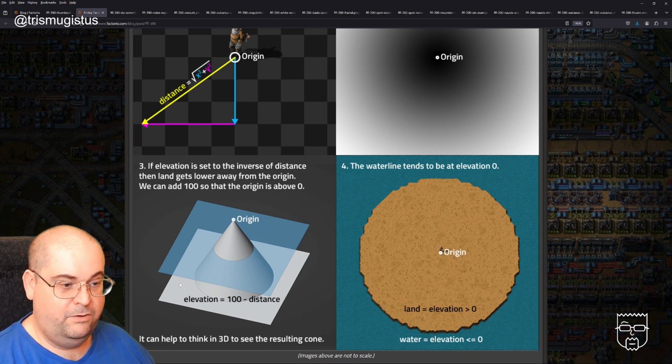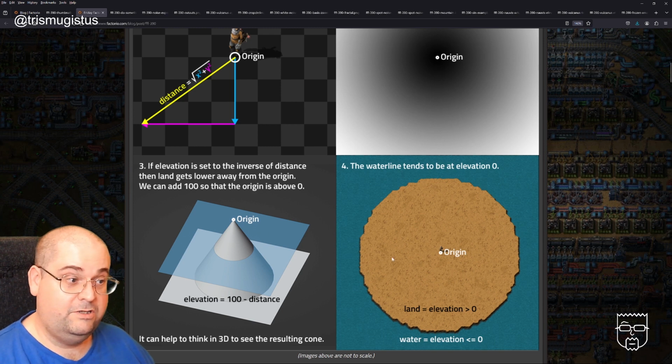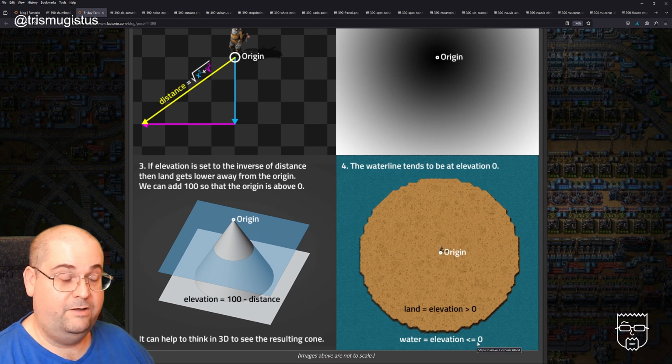They're then showing this blue plane, and if you imagine this is the water here, you can kind of see what's going on. So the water line tends to be at elevation 0, so they are artificially defining a water line by saying that it's 0. If you think about it, that math is a bit weird, but basically there's a point above which you say that's land, and below which you say that's water for those values. So land elevation is greater than 0, and water elevation is less than or equal to 0.